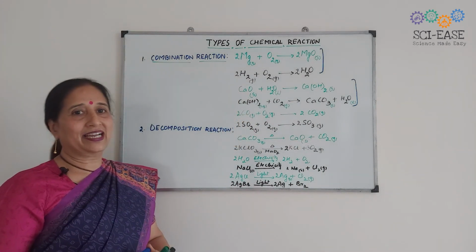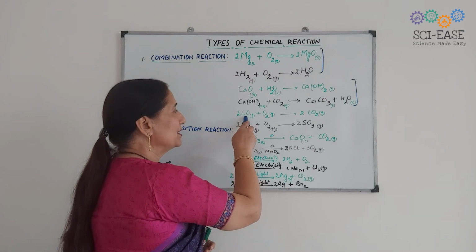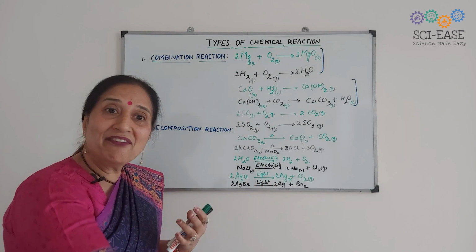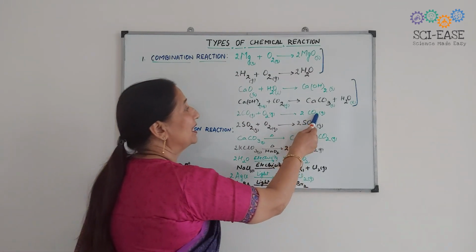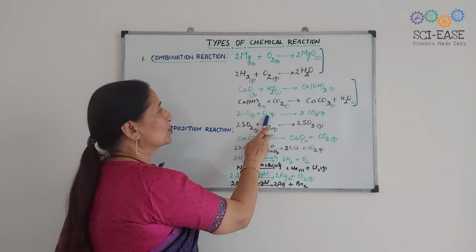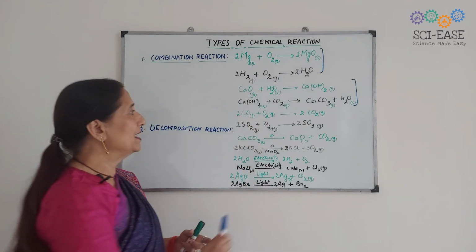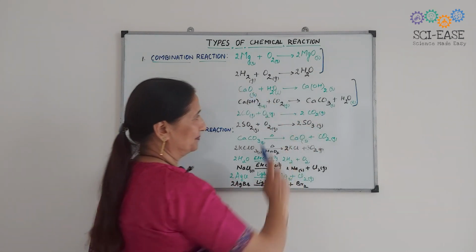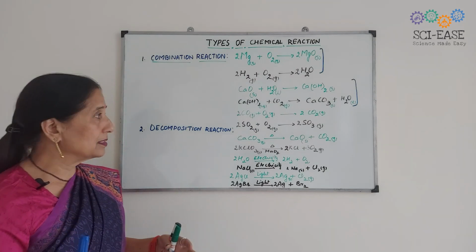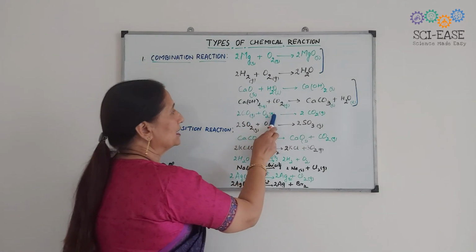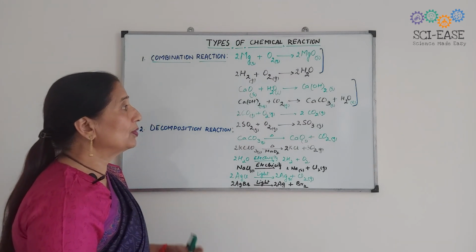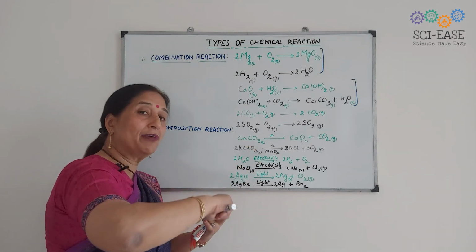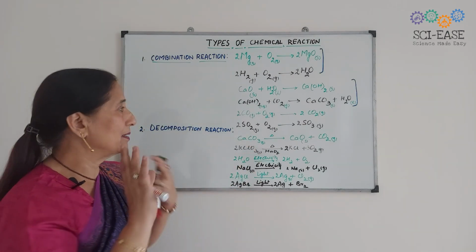Now come to the third category, where 1 compound and 1 element combine together and result in the formation of some other compound, like CO plus O2, carbon monoxide plus O2, result in the formation of 2CO2. Equation should be balanced, that you know, and I have written the physical state also. So this is the combination reaction where 1 element and 1 compound combine.